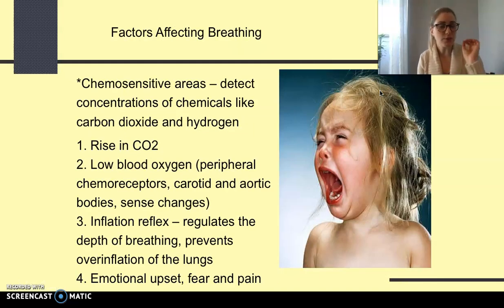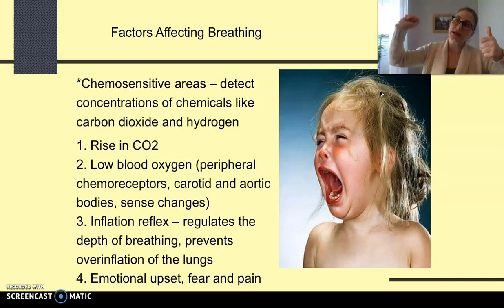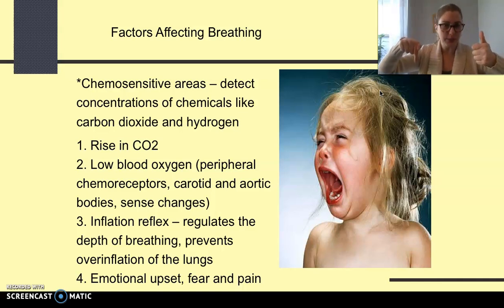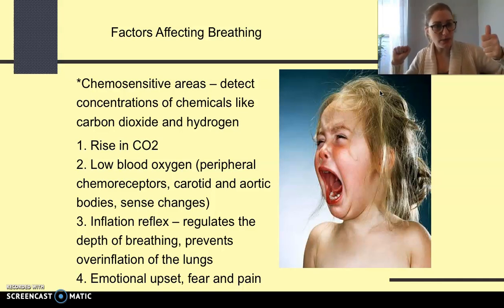Now, the way that your body controls this is using chemosensitive areas. So we are looking at the amount of carbon dioxide, hydrogen, as well as oxygen. If you have a rise in carbon dioxide, which means a drop in pH, because more carbon dioxide means more acidic, which means a drop in pH, yep. So if you have a rise in carbon dioxide, that can trigger your body to breathe. If you have low oxygen, that is going to trigger you to breathe.